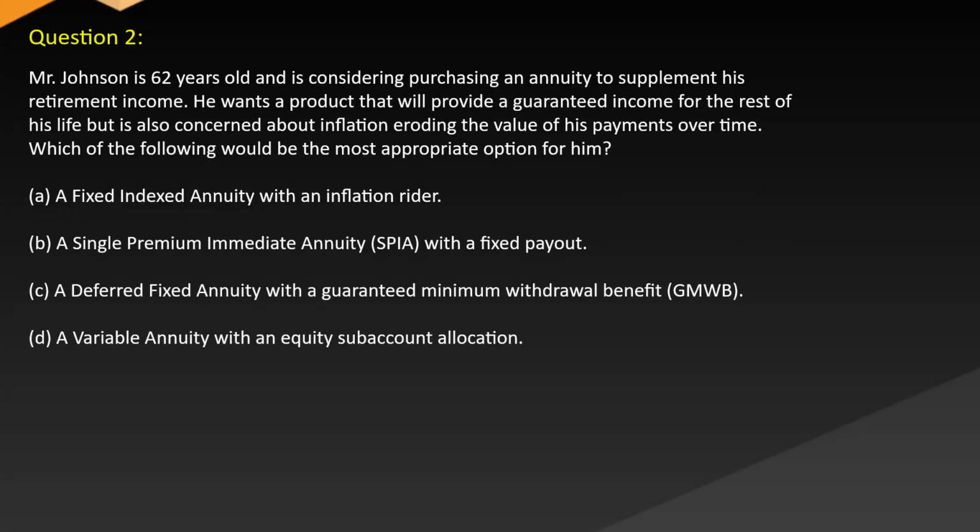Question 2. Mr. Johnson is 62 years old and is considering purchasing an annuity to supplement his retirement income. He wants a product that will provide a guaranteed income for the rest of his life, but is also concerned about inflation eroding the value of his payments over time. Which of the following would be the most appropriate option for him? A. A fixed indexed annuity with an inflation rider. B. A single premium immediate annuity, SPIA, with a fixed payout. C. A deferred fixed annuity with a guaranteed minimum withdrawal benefit, a variable annuity with an equity sub-account allocation.